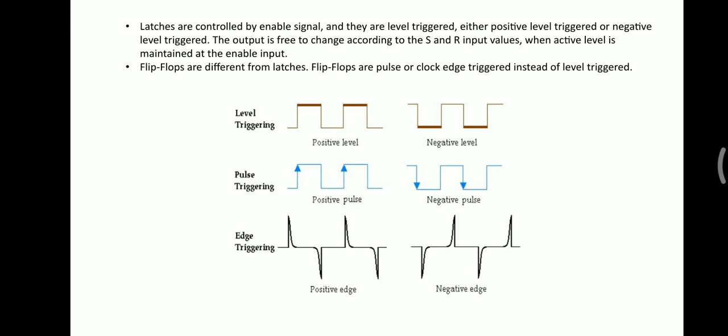So flip-flops are different from latches. Flip-flops are pulse or clock edge triggered instead of level triggered. Okay, so here different types of triggering are shown: positive level triggered, then negative level triggered, then pulse triggering, positive pulse, negative pulse, then edge triggering, positive edge triggering, and negative edge triggering.